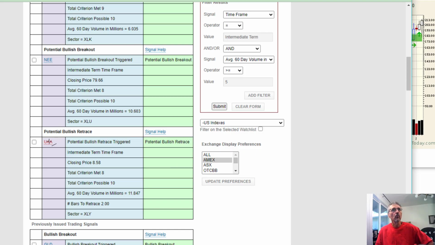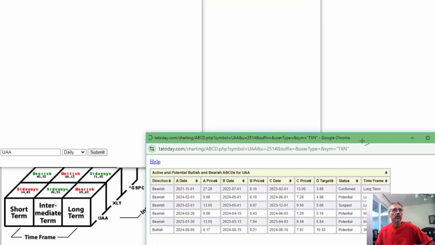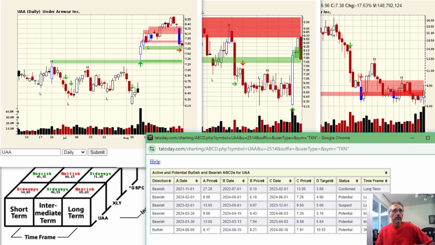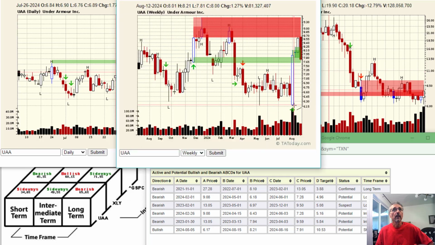Here's a potential bullish retrace, Under Armour. So we can take a look and see what that looks like. And if I look at it on the daily here, you see this big spike up. I'm assuming this was earnings. I'd have to do a little digging to find out. That was a massive move, 21%. Now it's back into it.